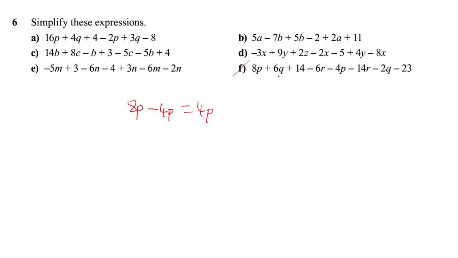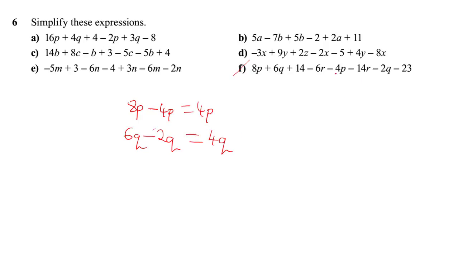Then I go to the Q's. I've got 6Q to start with. The next Q I have here is basically going to be this 2Q, which is being taken away. So you subtract. So 6Q minus 2Q becomes 4Q.